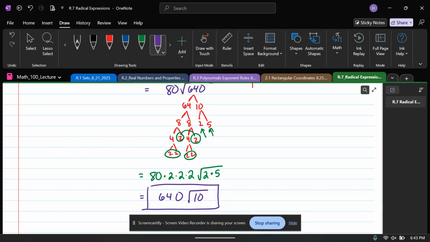The process doesn't change any the whole way. I mean, it's just you got to multiply it together, outside times outside, inside times inside, and then you go do your factor tree. That's the way you want to simplify those. Okay. That's all of R7. One more section.